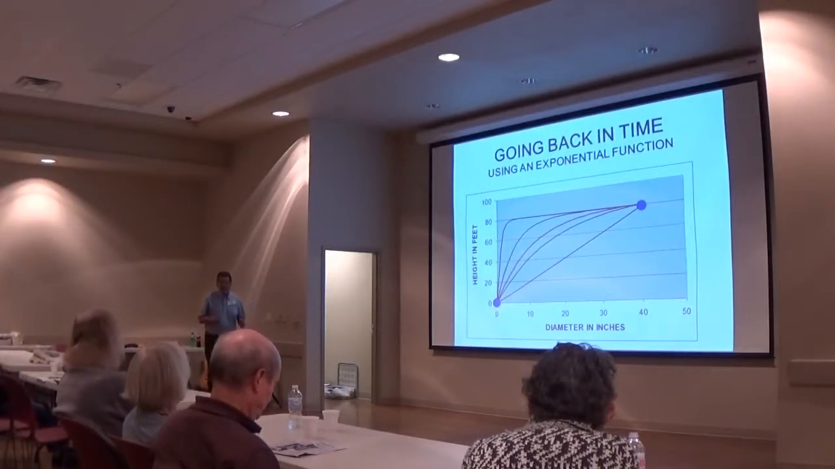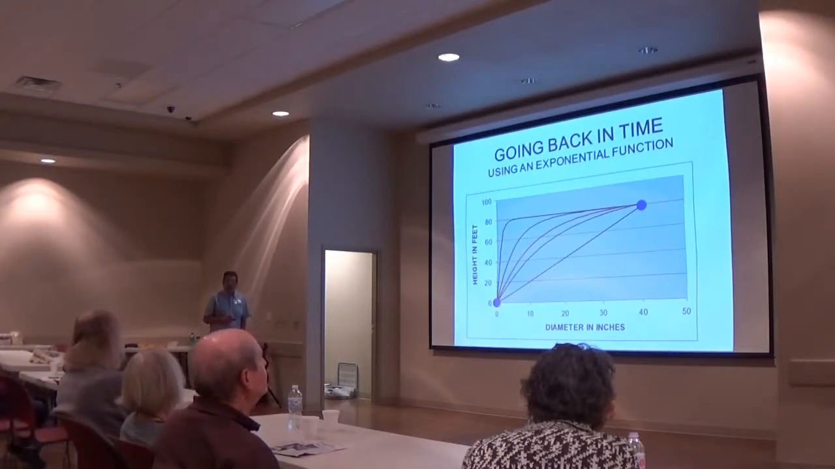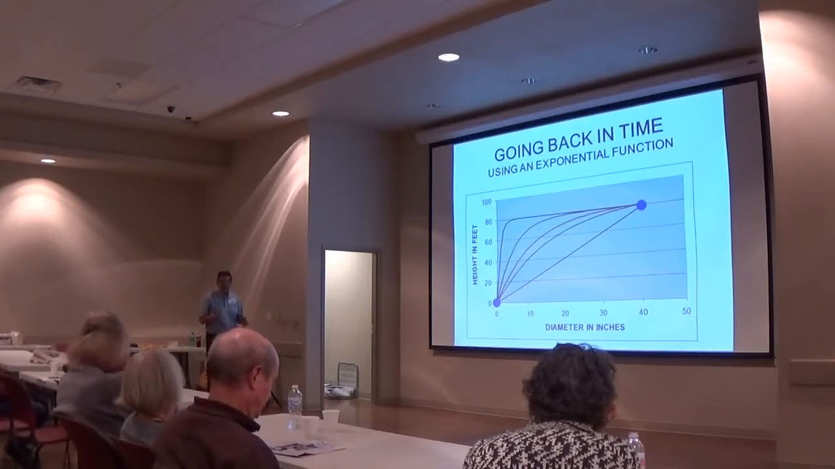It's been selectively thinned, but it's been a forest, and so all of these trees have been growing up into the canopy just as they are today. So my working hypothesis was that the diameter distribution versus height in the forest today probably approximates the diameter distribution versus height in the past.